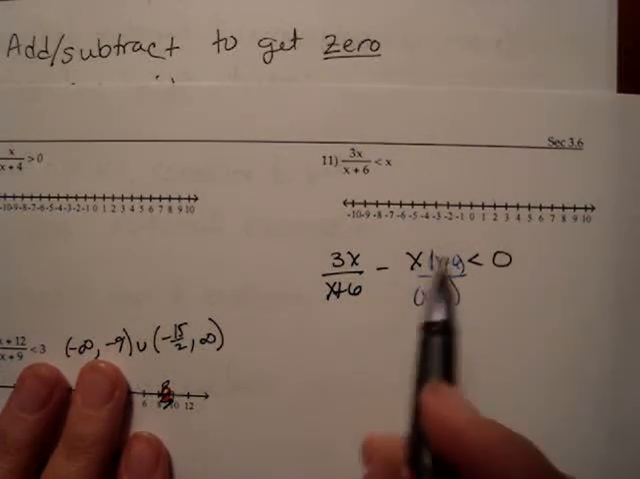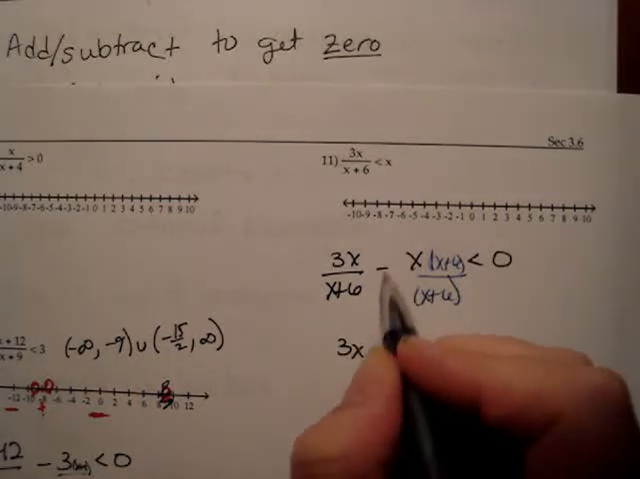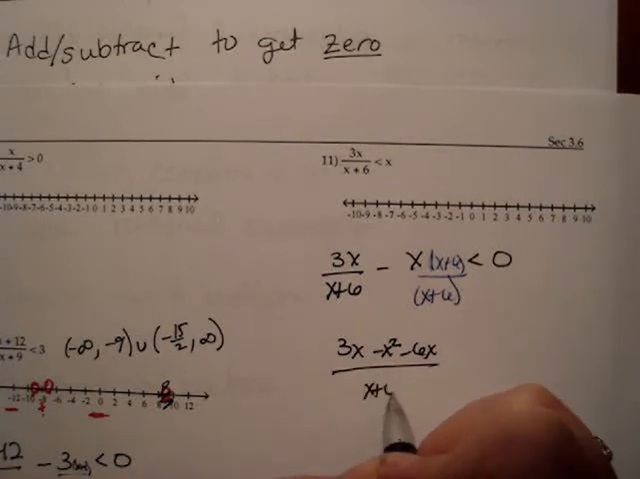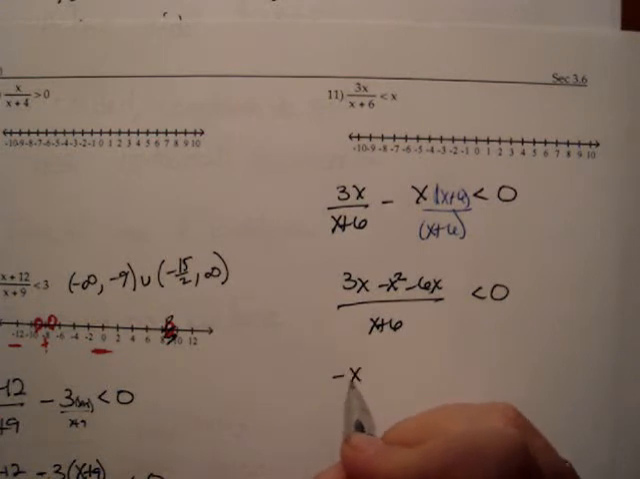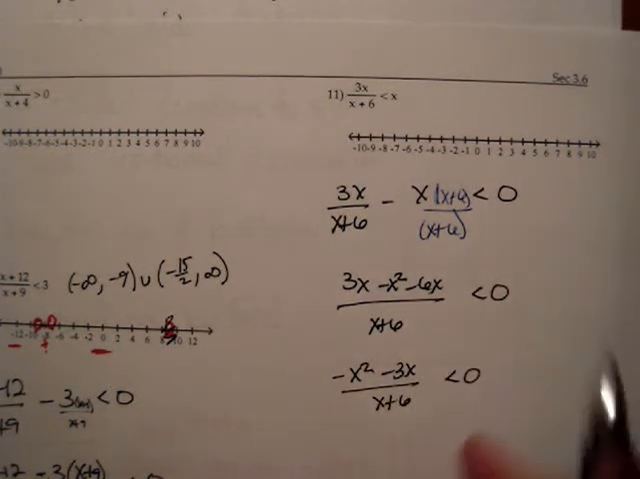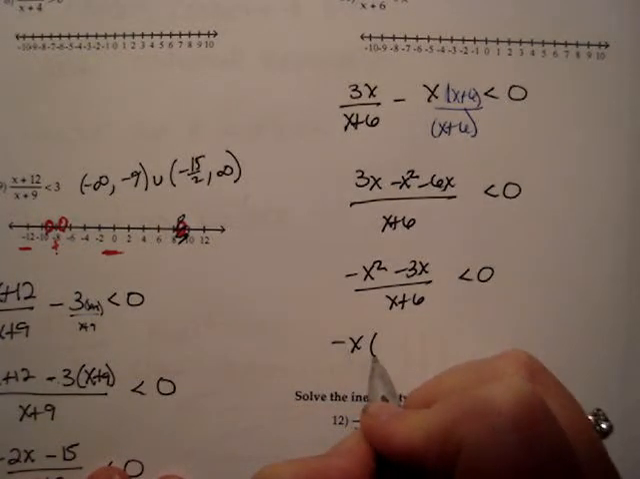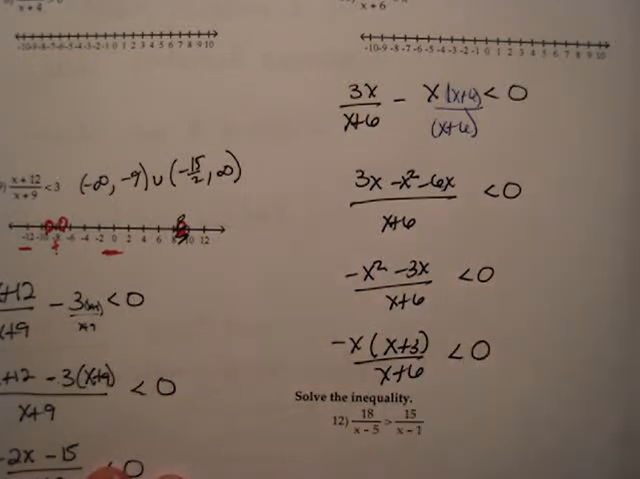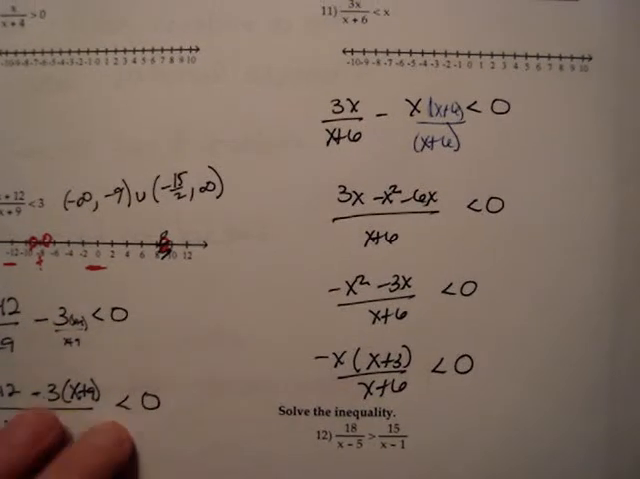And so I will get, I'm going to do some math in my head, 3x minus x squared minus 6x all over x plus 6 is less than 0. Now combine like terms, I get negative x squared minus 3x over x plus 6 is less than 0. Now I can factor a bit in the top. I'm going to factor out a negative x, be left with x plus 3 over x plus 6 is less than 0.